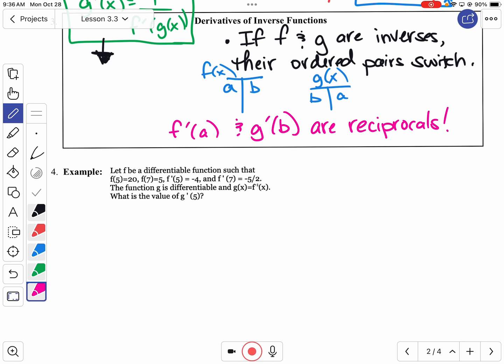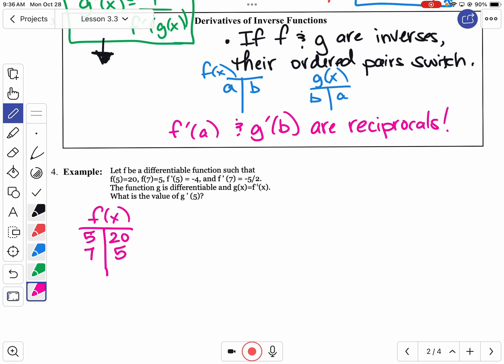I draw a lot of tables. It helps me. So let's take a look. It says, let f be a differentiable function such that f at 5 is equal to 20 and f at 7 is equal to 5. So they've given me two ordered pairs, and I'm going to write it down: f at 5 is 20, f at 7 is 5.